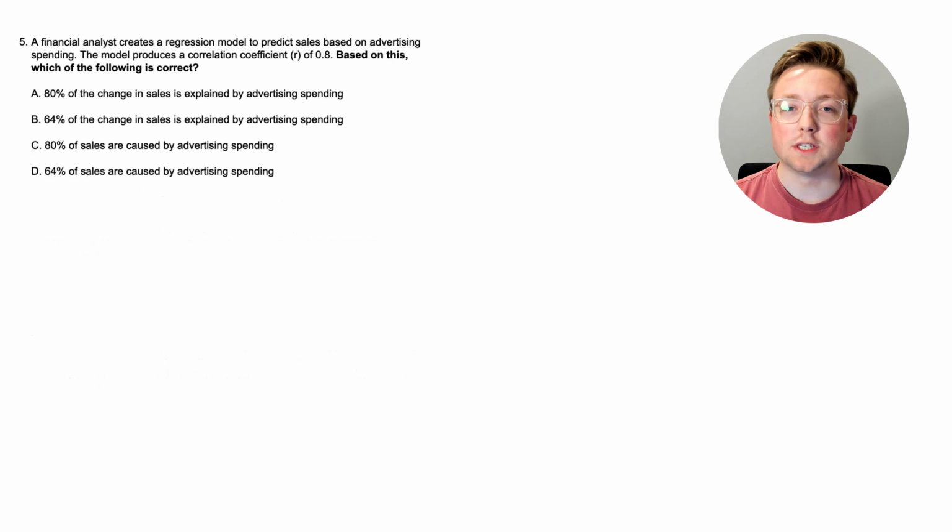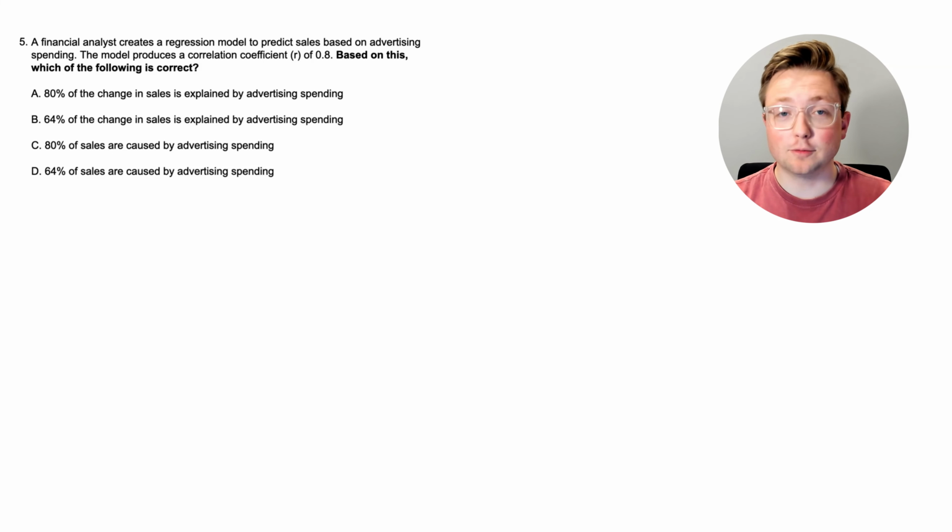All right, here we are at question 5. Based on this, which of the following is correct? Let's go up to the top. A financial analyst creates a regression model to predict sales based on advertising spending. The model produces a correlation coefficient, or R, of 0.8. So what does this mean? What does a correlation coefficient of 0.8 mean?